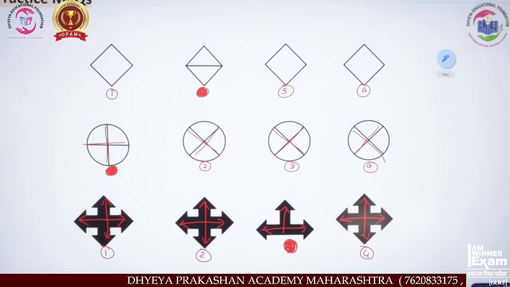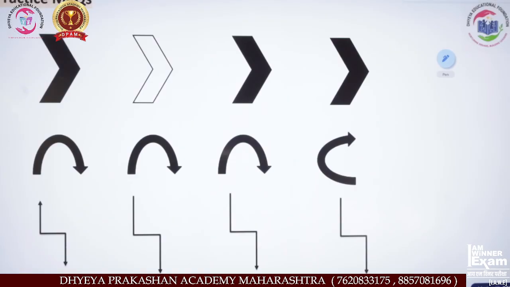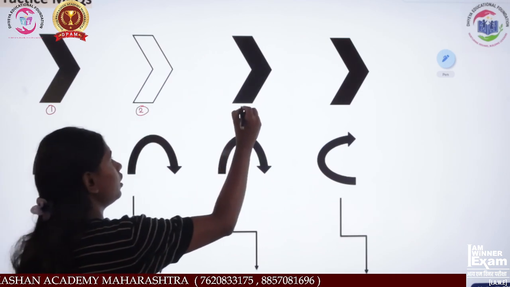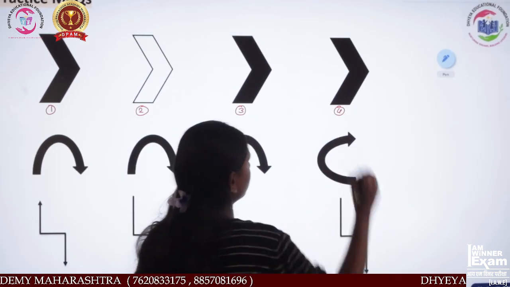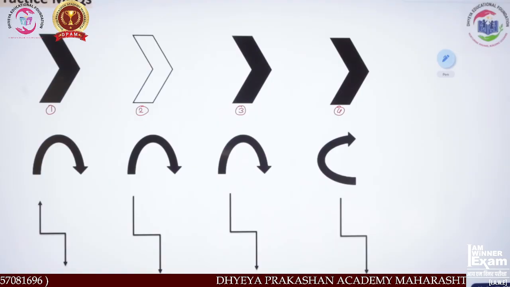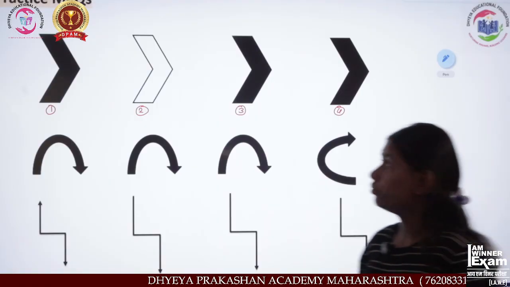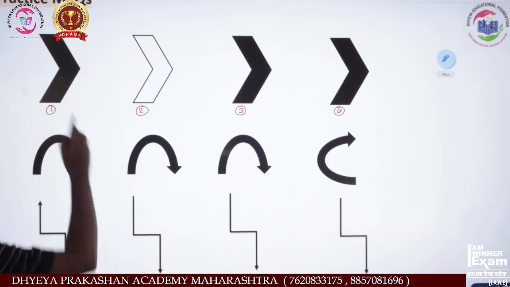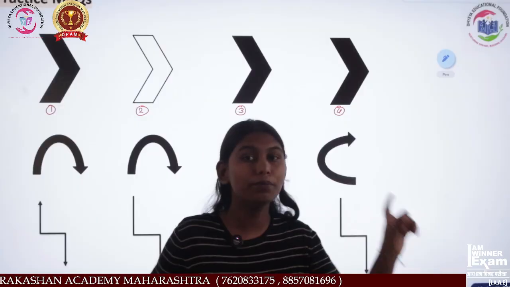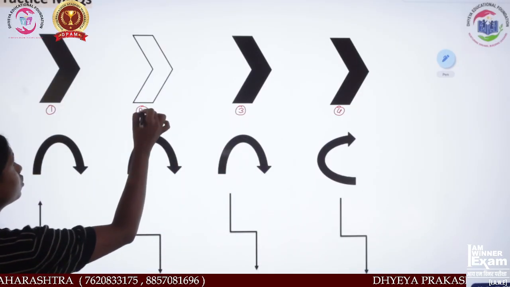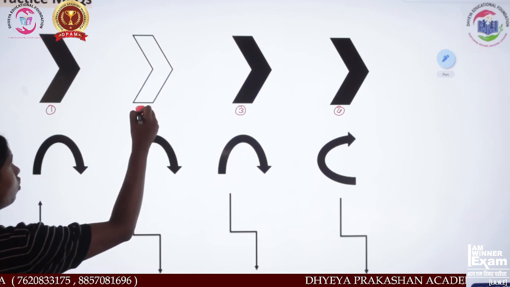Okay, the next, now these are your figures number 1 2 3 and 4. Now which is the different figure here? That is the second one. Now why is the second one different? Because all the remaining 3 are in black color, but the second one is in white color. So the second one is the wrong option.